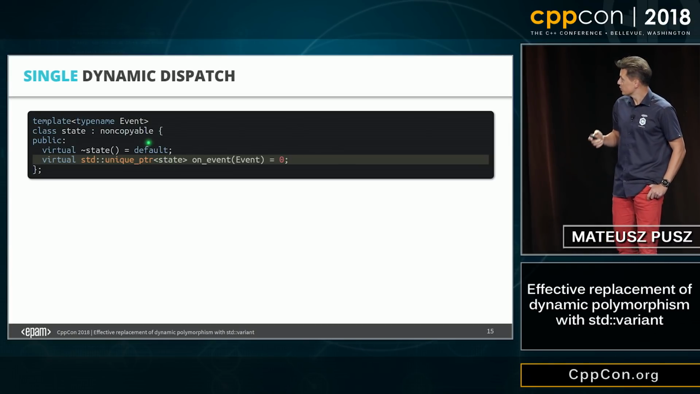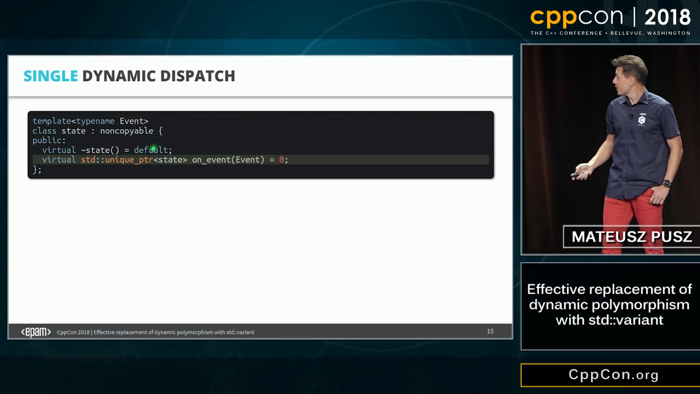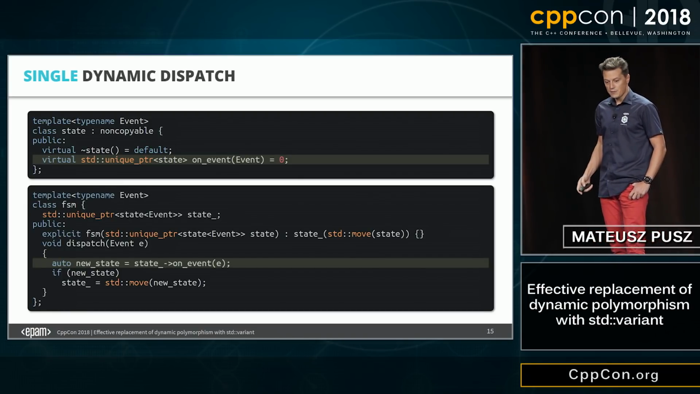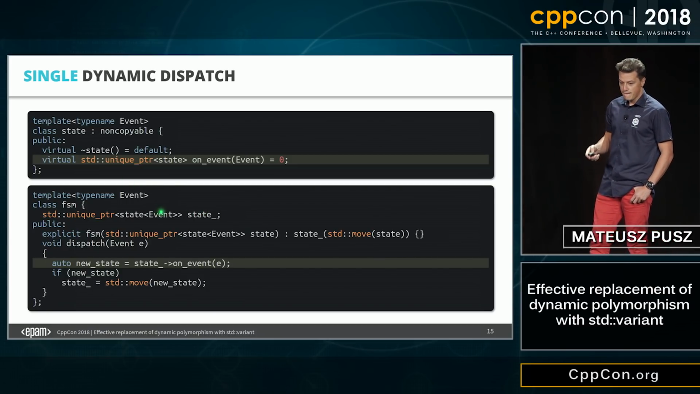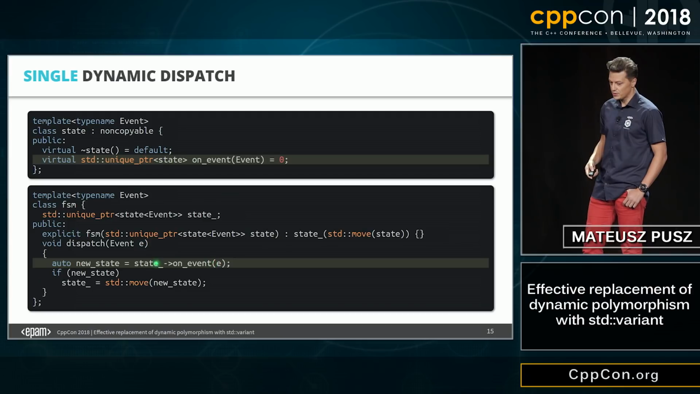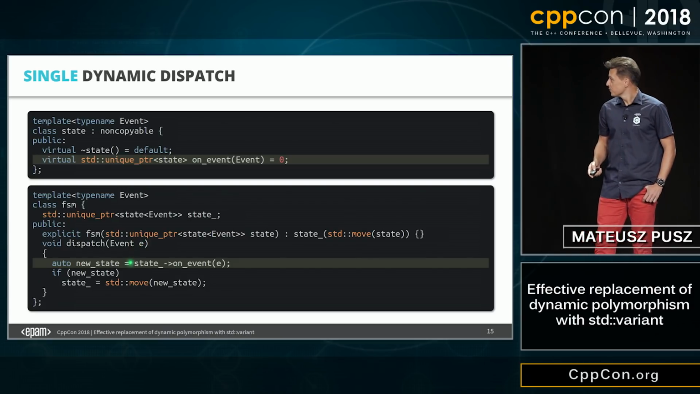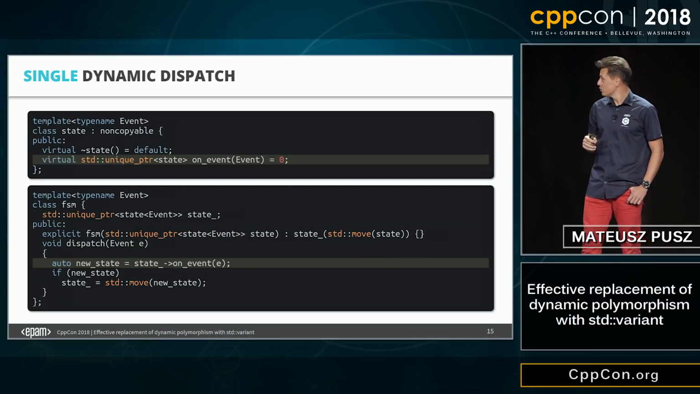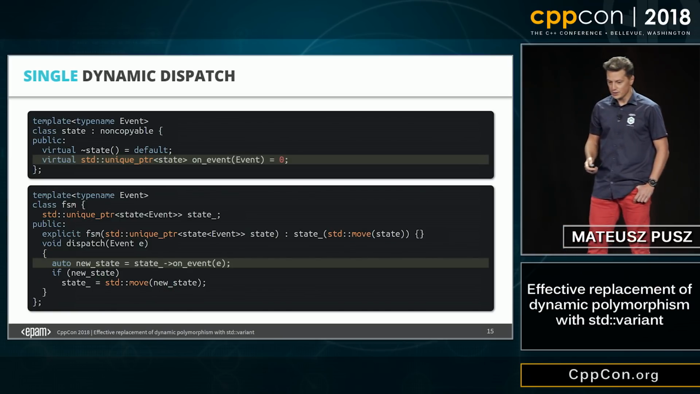It has a non-copyable, virtual destructor and a pure virtual function. Our finite state machine will store it as a unique pointer here, and we'll call dispatch here. That's why it's called single dispatch, because it does it only once. We have a state, we call onEvent on the event we received as an argument of the function. If we return something different than a null pointer, we have a new state, so we have to switch the state in the machine.